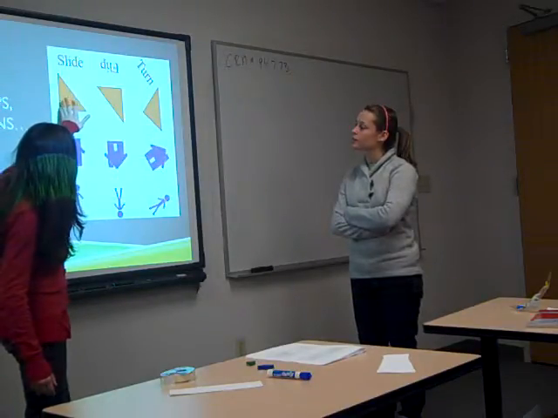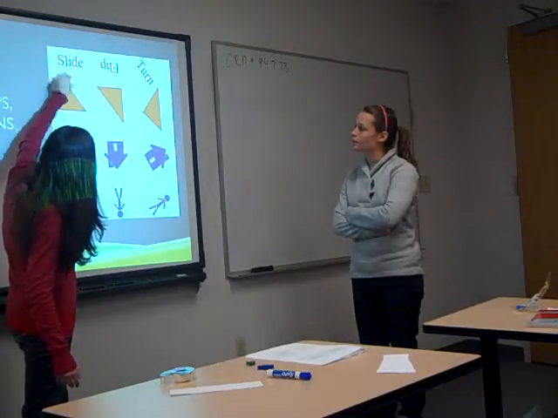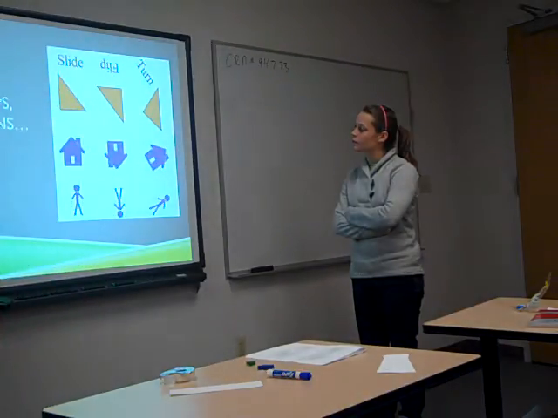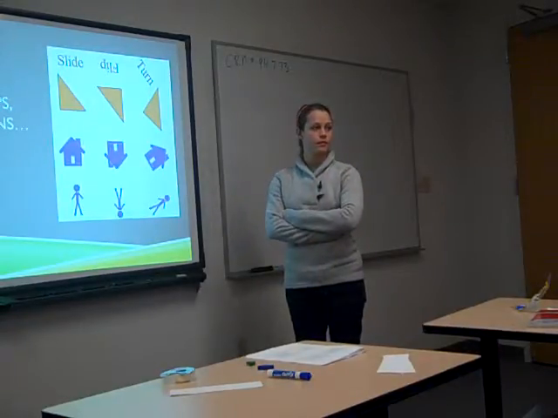And again, if you start with this shape, this would be a turn. You pick one point, and then you can turn it around. And the same with all these. So, does anyone have any more questions about what a slide, a flip, and a turn is? Or do you all get it now?